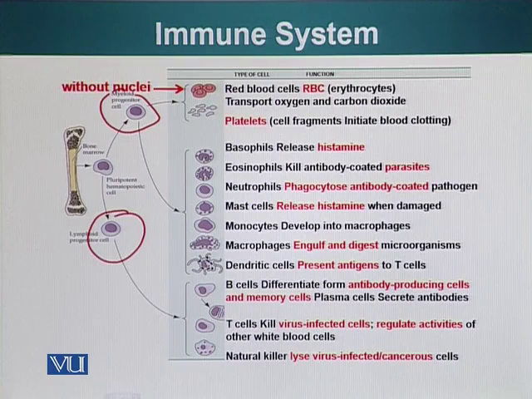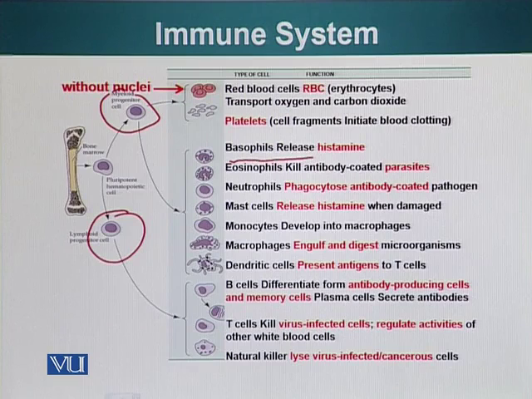The myeloid progenitor cell gives rise to two groups of cells. One group does not have any nucleus, and they comprise basically RBCs, or red blood cells, which give our blood its red color because they have iron in them. We know that iron is required to carry oxygen to different parts of the body. Platelets are actually fragments of a cell. They initiate blood clotting.